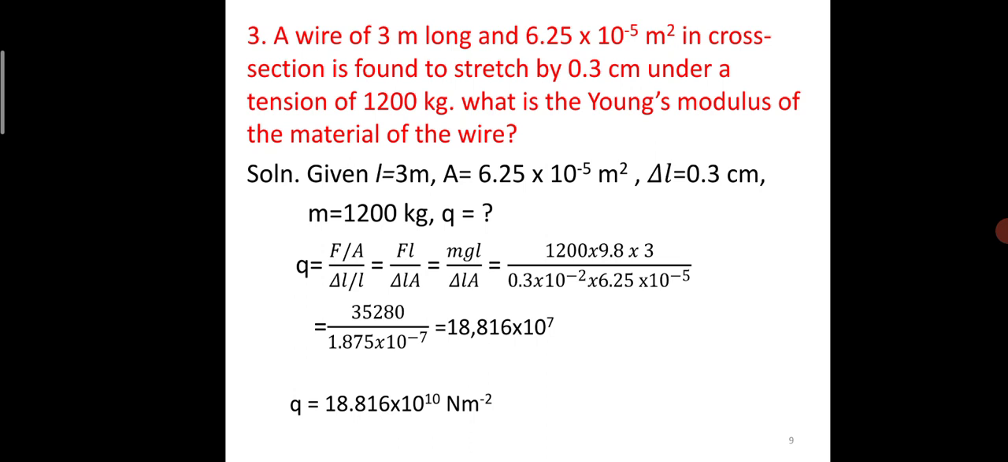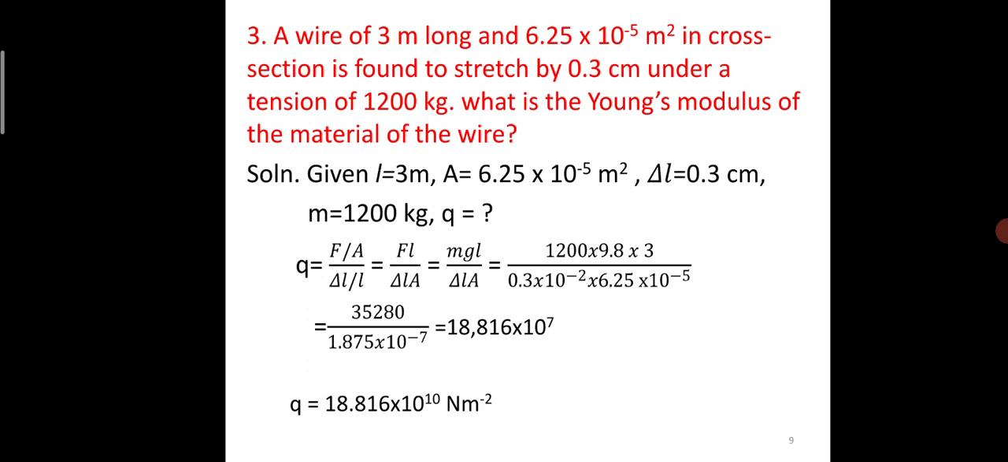Then the third problem is: a wire of 3 meter long and 6.25 × 10^-5 meter square in cross section is found to stretch by 0.3 centimeter under a tension of 1200 kg. Then what is the Young's modulus of the material of the wire? Here the given quantities are: the length of the wire, L, is 3 meter. Then the area of cross section is 6.25 × 10^-5 meter square, and the change in length, delta L, is 0.3 centimeter.